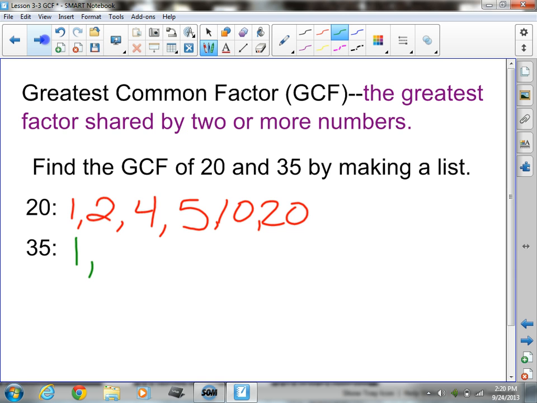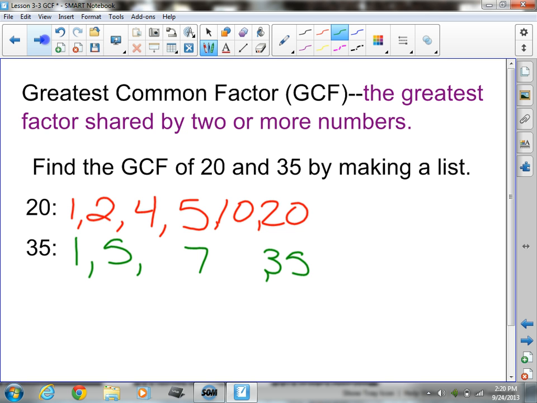So I have 1 and 35. 2, no, 2 does not go in because it's an odd number. 3, nope. 4, nope. 5. 5 and 7 are factors of 35 because 5 times 7 is 35. Now I can't go any further. These are all the factors.